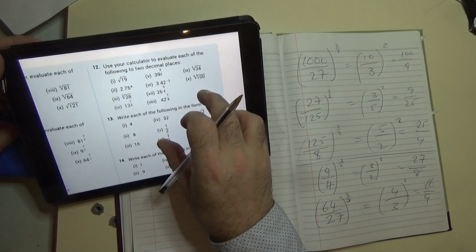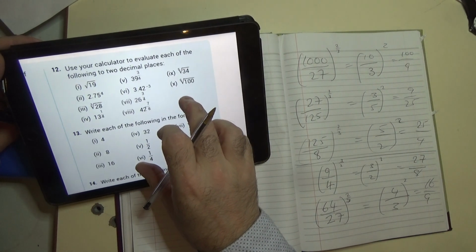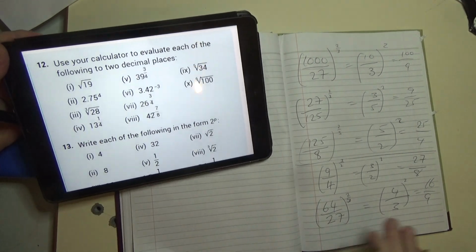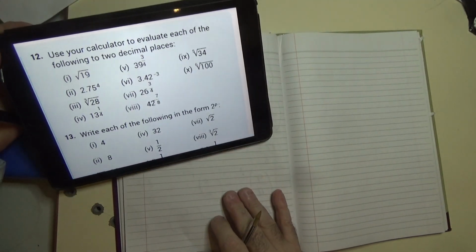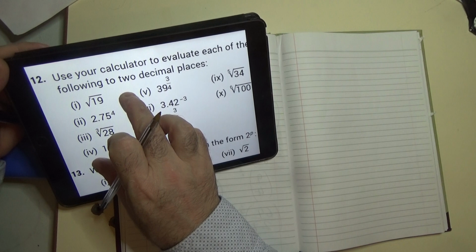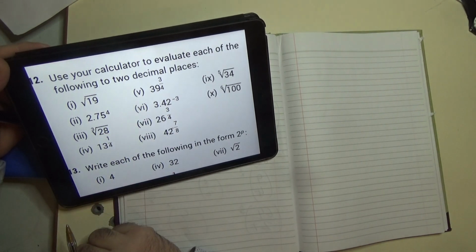Hey, welcome back. We're still on section 4.2 and now you're starting a new OneNote of questions. Okay, stick with it, you're nearly there now. Use your calculator to evaluate each of the following to 2 decimal places.